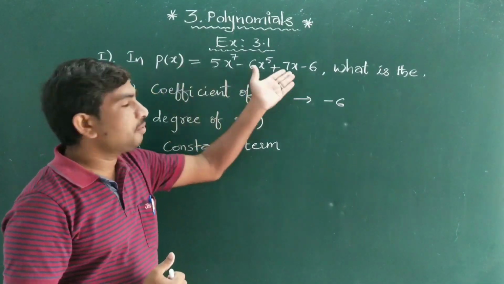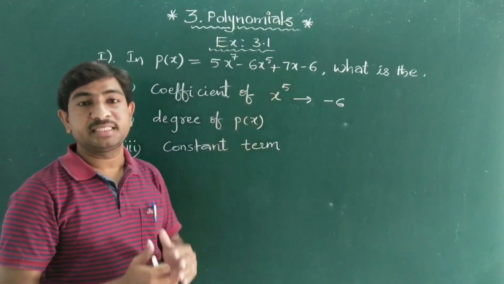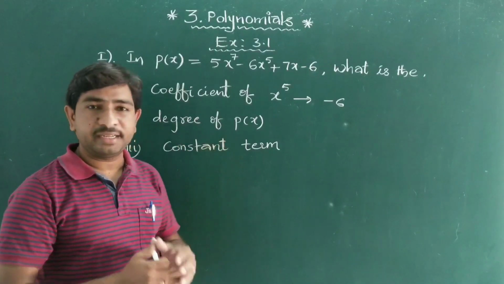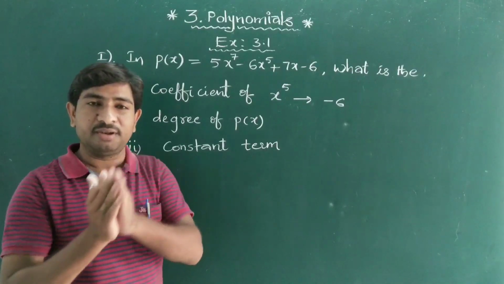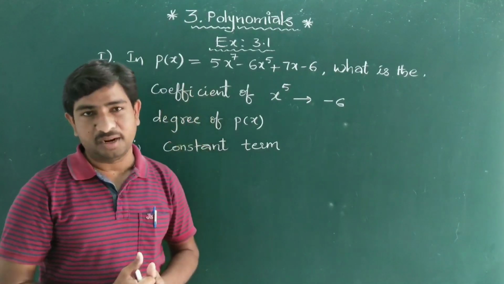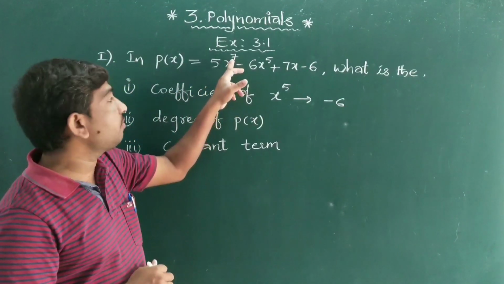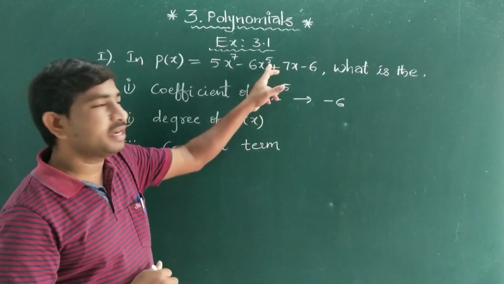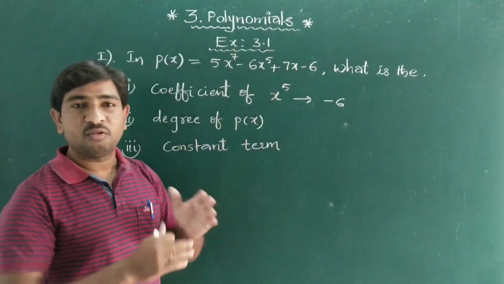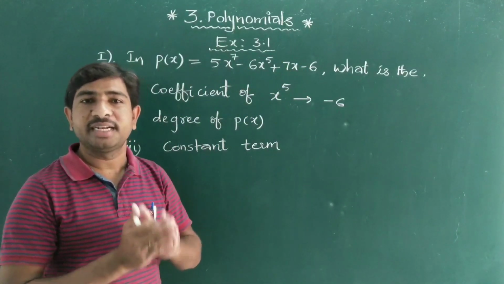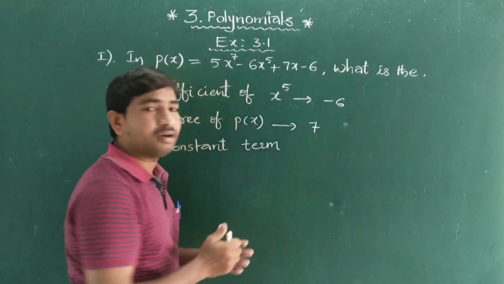Now the degree of P of x. The given polynomial is P of x equals 5x power 7 minus 6x power 5 plus 7x minus 6. Now we have to find the degree of the polynomial. The highest power of the monomial in the given polynomial is known as the degree of the polynomial. Where is the highest power? 5x power 7, so the power is 7; 6x power 5, the power is 5; 7 is more than 5; and 7x has power only 1. So from all these, the highest power is 7. So the degree of this polynomial P of x is 7.